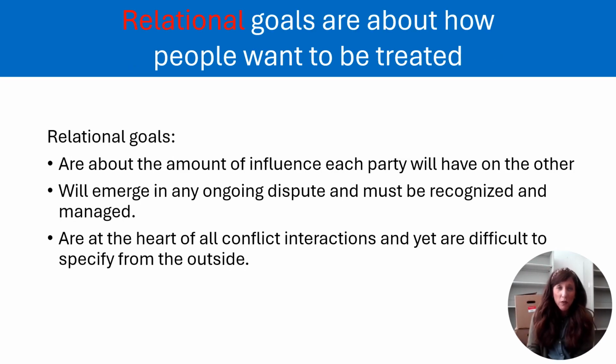All right, our second type of goals are called relational goals. And relational goals are, of course, all about how we relate to other people, what the relationship looks like, how we want to be treated. Right? Relationship goals tend to be about how much influence we think we should have over others or how much influence others should have over us. Those relate to issues of respect or affection. Right? Frankly, relational goals tend to be at the heart of all conflict interactions, even though they tend to be particularly tricky to discuss. Right?